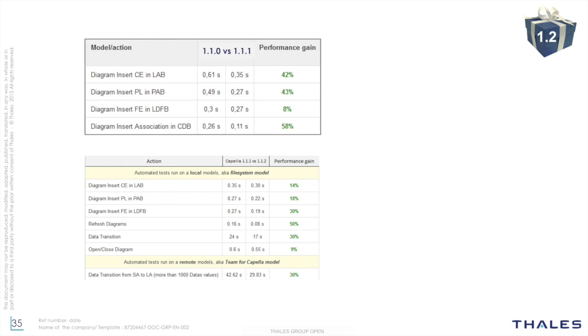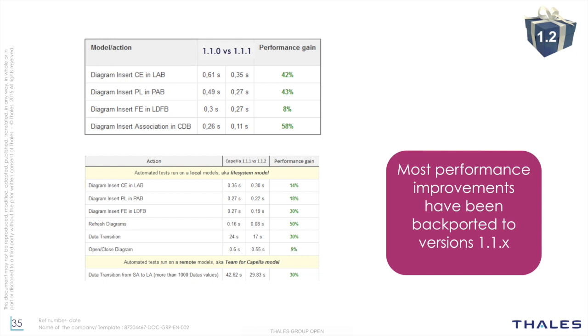The thing is to make our users benefit as soon as possible from these performance improvements. Most of the time, when it was possible, we have backported them in the previous versions. That means this year already with Capella 1.1.2, 1.1.3, you have already benefited from these evolutions. So there won't be a huge gap between 1.1.3 and 1.2. But basically, what you have to know is that between the version in January 2017 and the version today, there's a huge improvement.